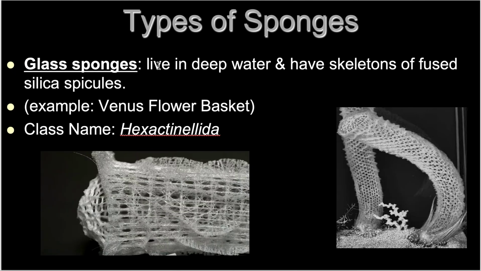All right. Next up is glass sponges. These live in deep water and have skeletons of fused silica spicules. Like these guys. These are really fascinating to me. I think they're very pretty, and they normally have a very symmetrical design built into them. But they have those very strong spicules in them to survive the pressure of being in that deep ocean water.